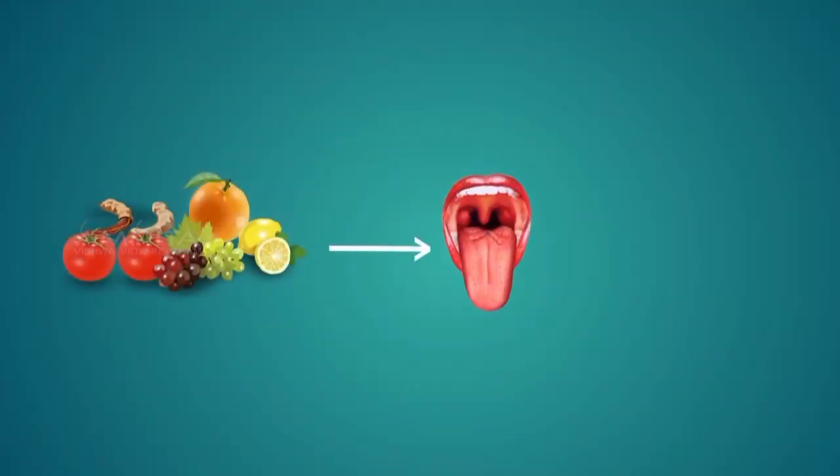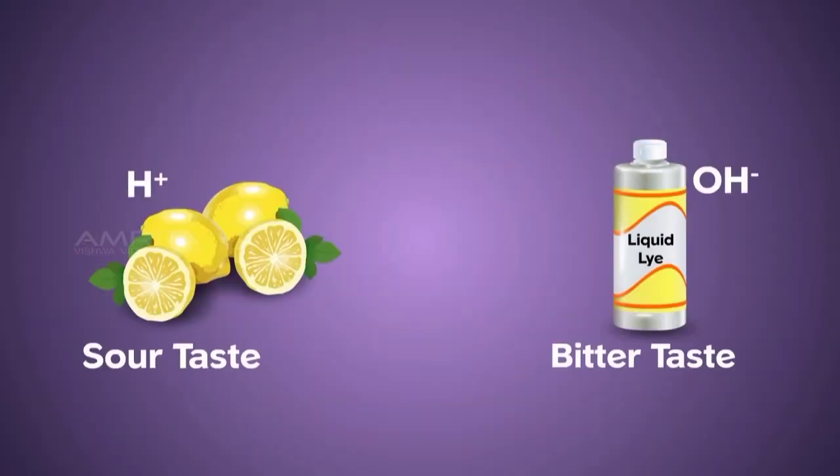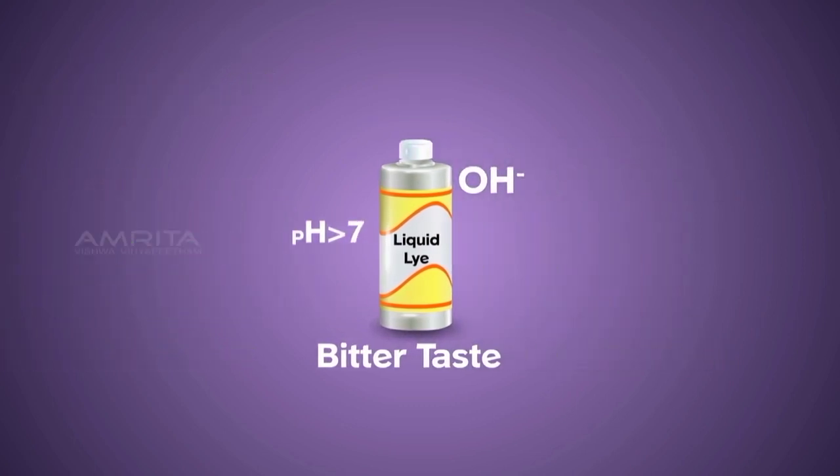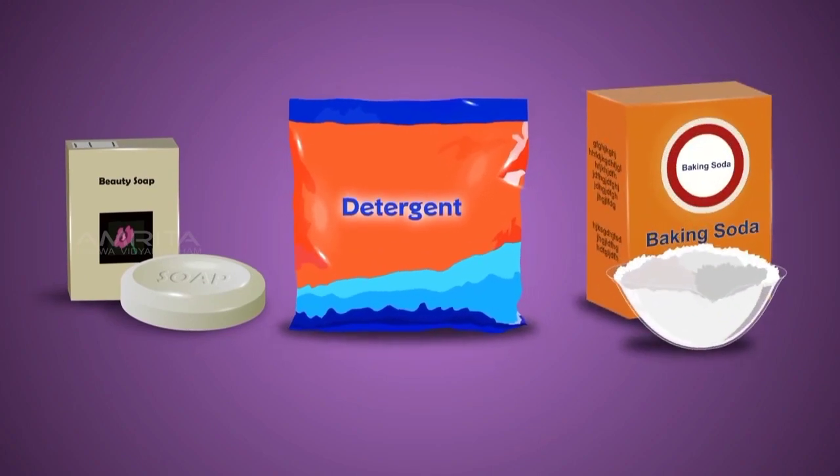Acids can usually be identified as sour-tasting substances. We also find substances that exhibit properties which are almost chemically opposite to acids. These substances are called bases. Soap, detergent, and baking soda are some of the common bases we find in a household.